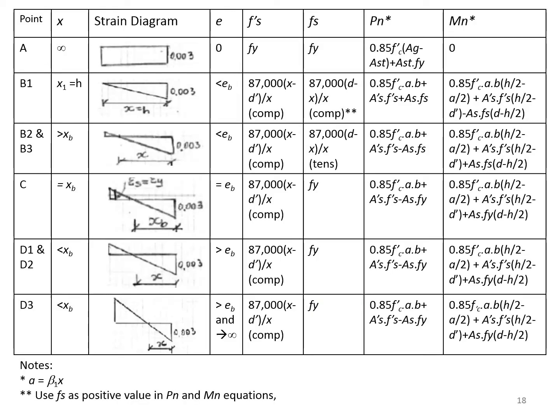Here is a table showing the equations for f prime sub s, fs, Pn, and Mn for points A, B1, B2, B3, etc. Notice that at point C, fs is equal to Fy, and for all the values of x smaller than xb, the value of fs stays as Fy. And again, notice that fs is used positive when there is tension.